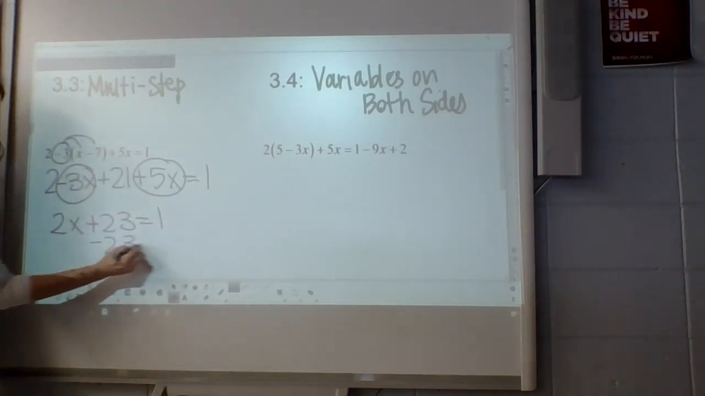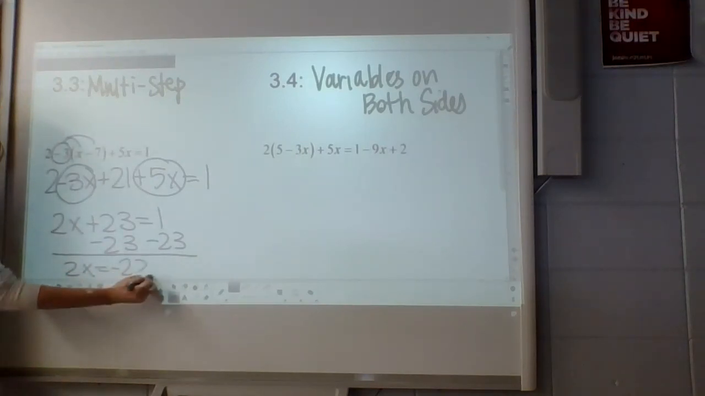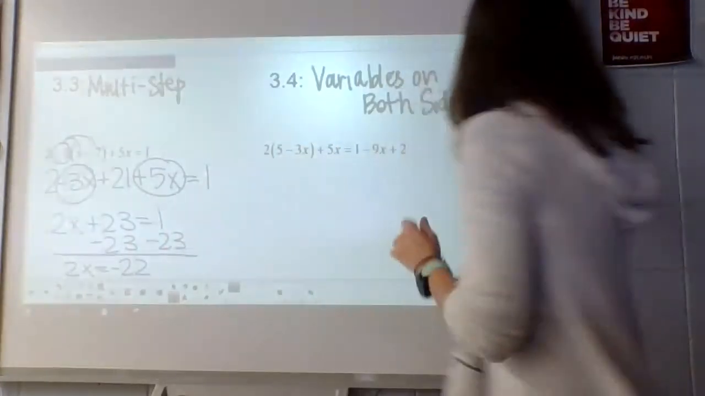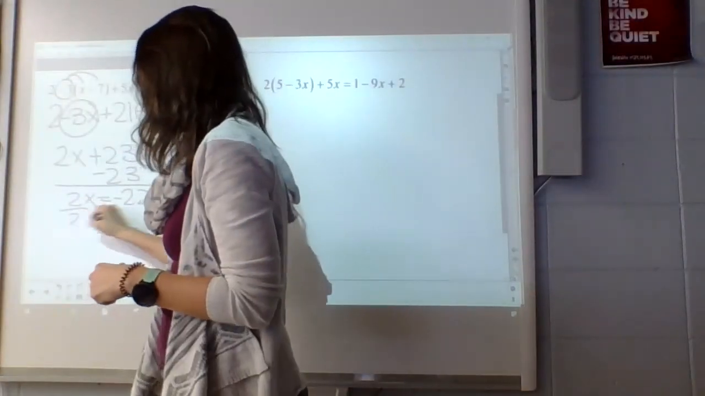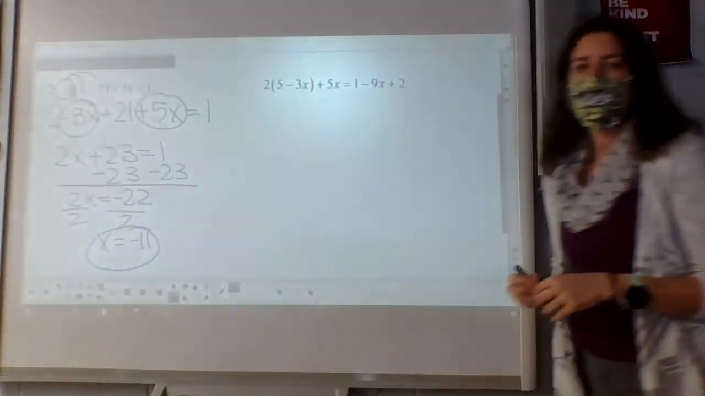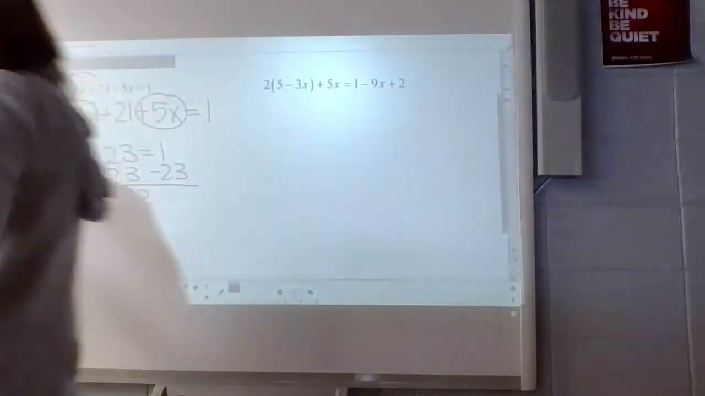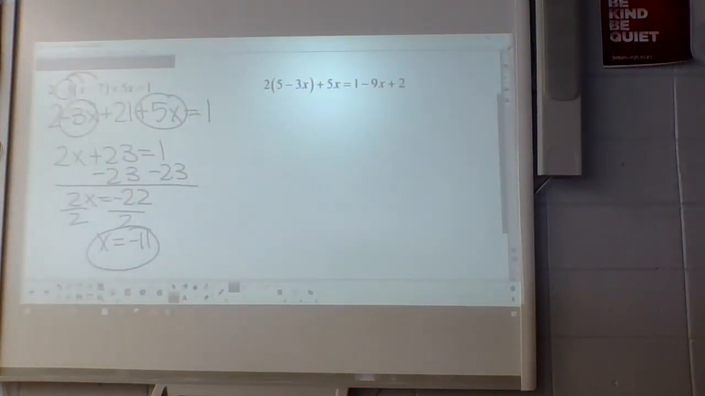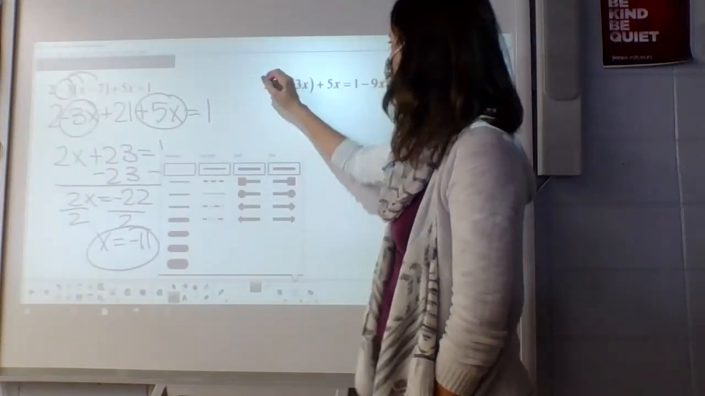Then I have to move this 23 over. So I get 2x equals negative 22. And then I'm going to divide by 2. So I end up with a negative 11. So what Tucker was doing with moving things from side to side, like the undoing, that's when they're on opposite sides of the equal sign. So that's what we need to do in the next one. So in this next one, we're going to distribute the 2 first.